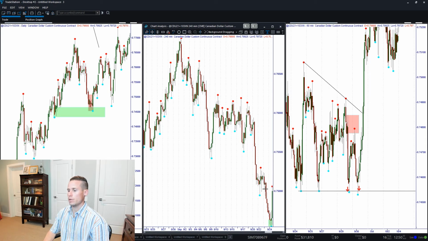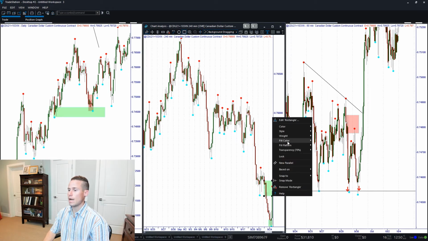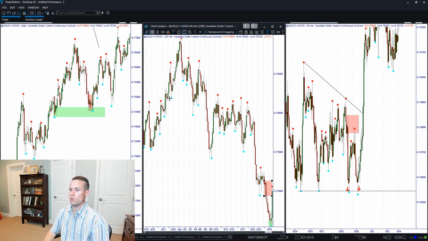Your immediate ballistic move is right here with a drop base drop, which is a form of a bearish rectangle. You don't want to catch the breakdown of that rectangle. You want to catch the retest, and here it comes in.